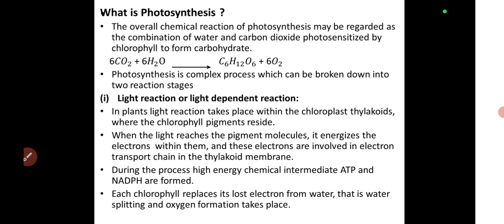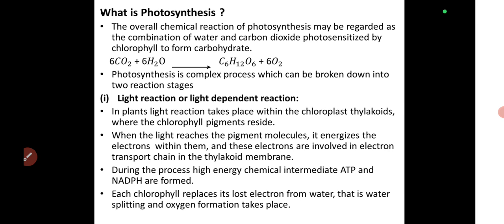See, when the chloroplast containing thylakoids is exposed to sunlight, the electrons get energized, and this energy is stored as either ATP or NADPH. Then this ATP or NADPH may be used for the dark reaction as an energy source. During the process, high energy chemical intermediates ATP and NADPH are formed. So the electronic excitation energy is stored as ATP. We know that adenosine triphosphate and NADPH are formed.